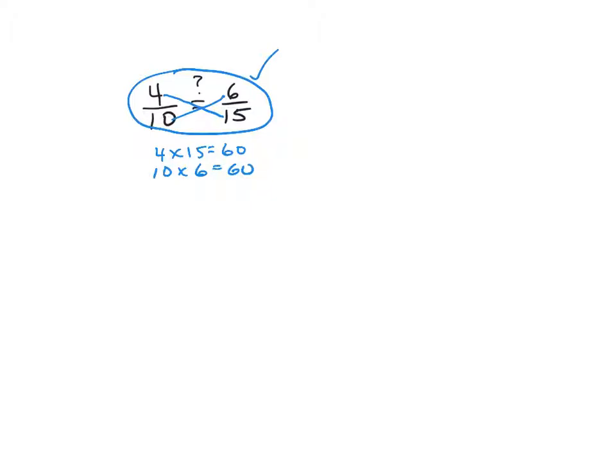Let's take a look at another one. How about 2/5 and 3/7? Are 2/5 and 3/7 equal to each other? Let's go through and check. 2 times 7 gives me 14. 5 times 3 gives me 15. So I know that these are not equivalent fractions to each other because their cross products are not equivalent.